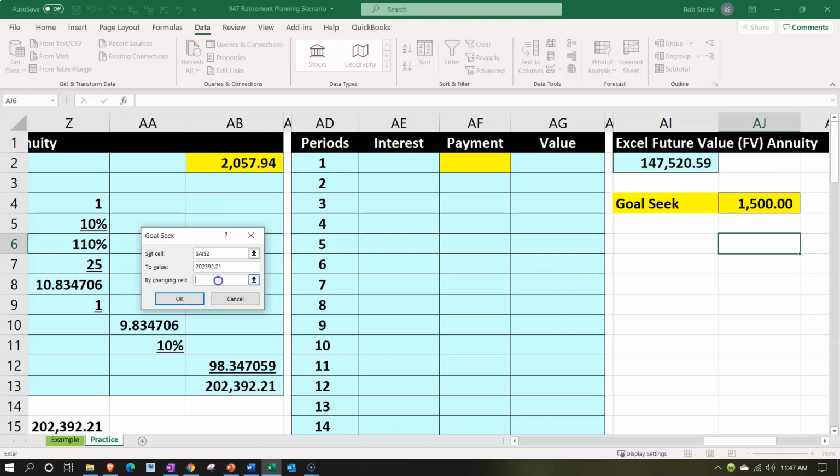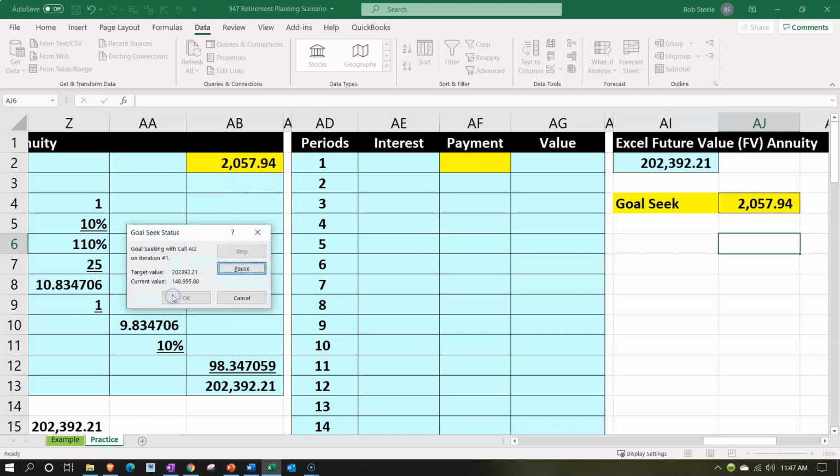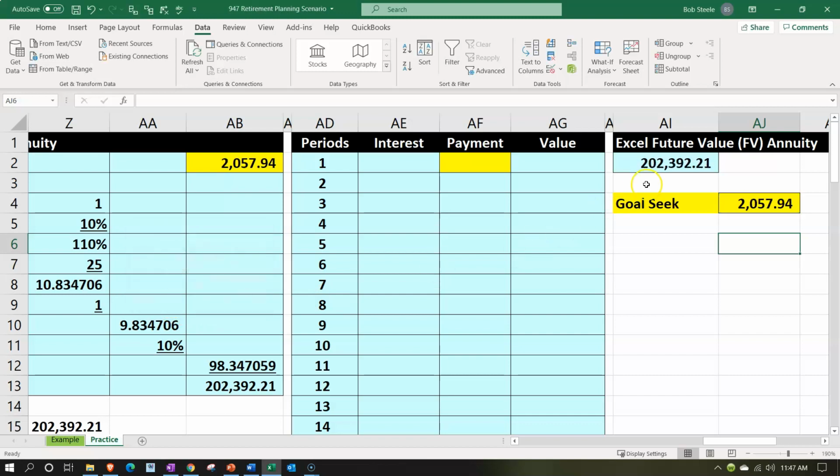202,392.21. And then we want to do that by changing this cell. So then we're going to say OK. And then it does it. We're going to say OK. And so there we have it again. Let's apply the same concept down here to calculate this per period.